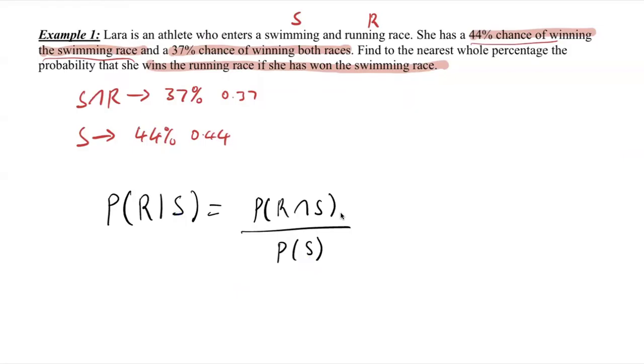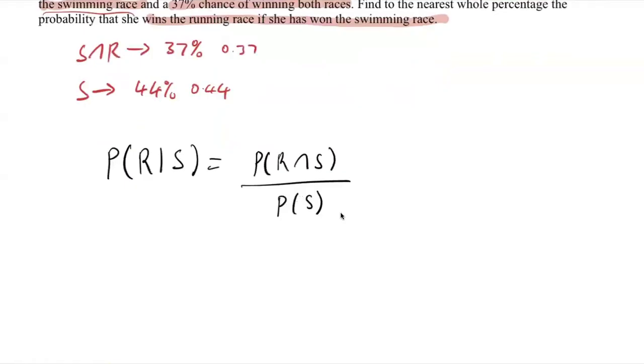Now, because there's no easy way to necessarily go and represent this inside of a Venn diagram, we're just using the formula to make our life a little bit easier. All right, now we can begin to calculate it. Oh, sorry, my apologies. The probability of R and S, which is 37%, is 0.37, divided by the probability of her winning the swimming race, which is on the bottom there, which is 0.44.